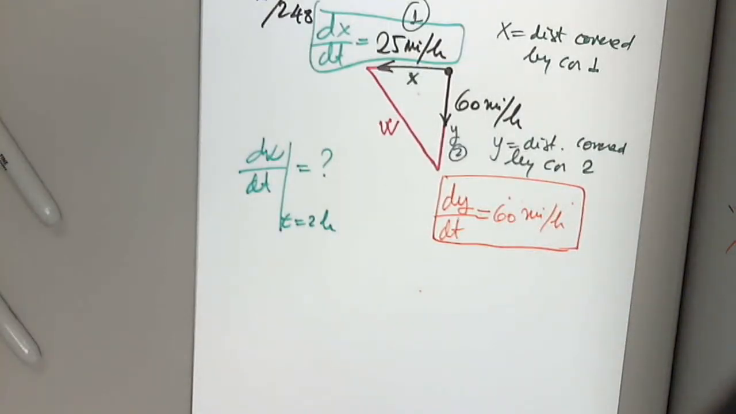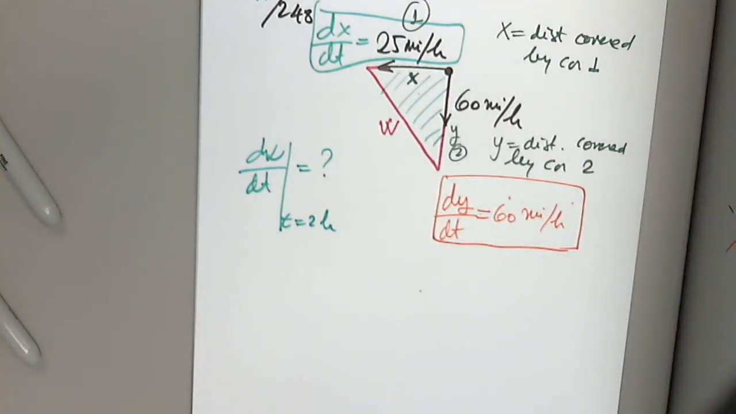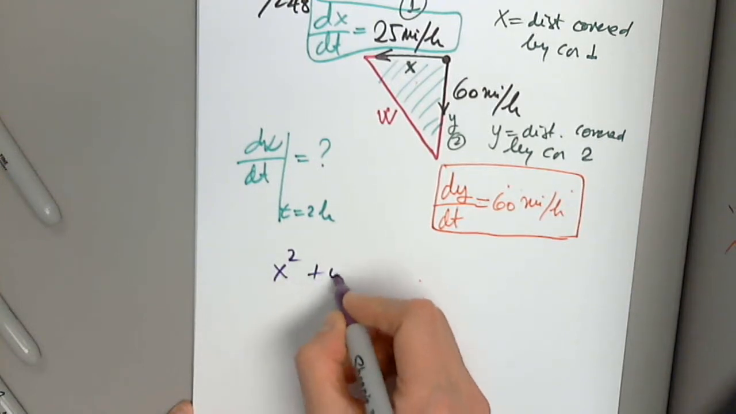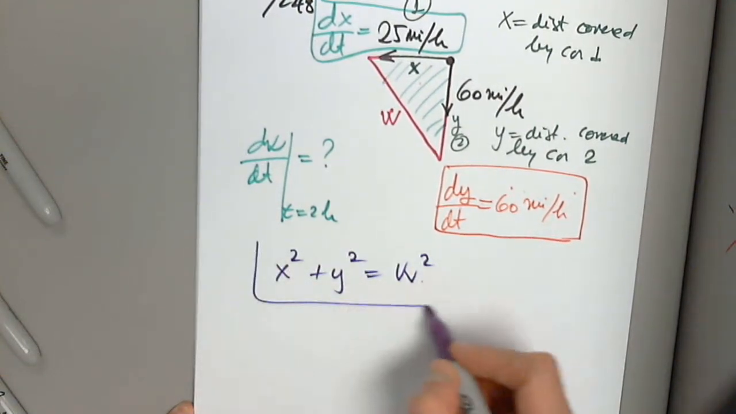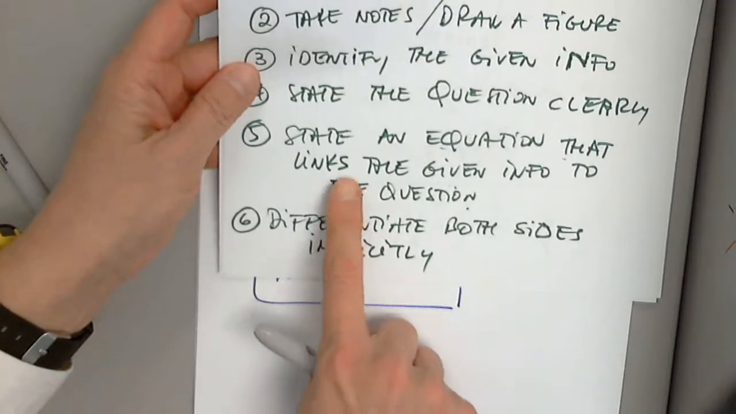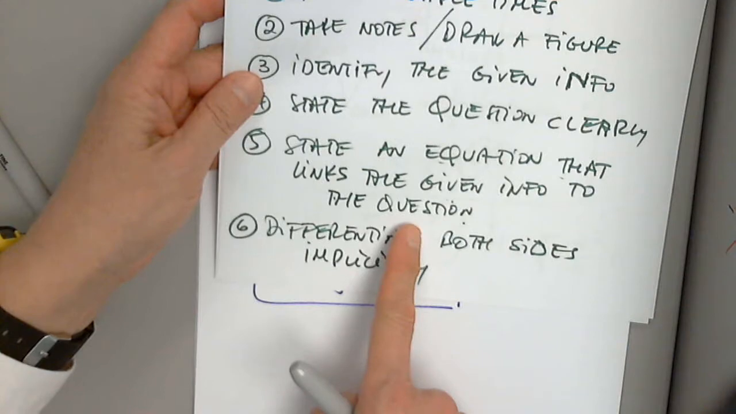Good. So let's look at this. What do you conclude? What is this? Good. So what would you tell me to write, please? Anyone? X squared plus y squared. The Pythagorean Theorem, the sum of the legs squared equals the hypotenuse squared. Very good. We have discovered or determined the equation. So now we have an equation or a relationship or a link between the given info and the question. Now we want to differentiate implicitly.